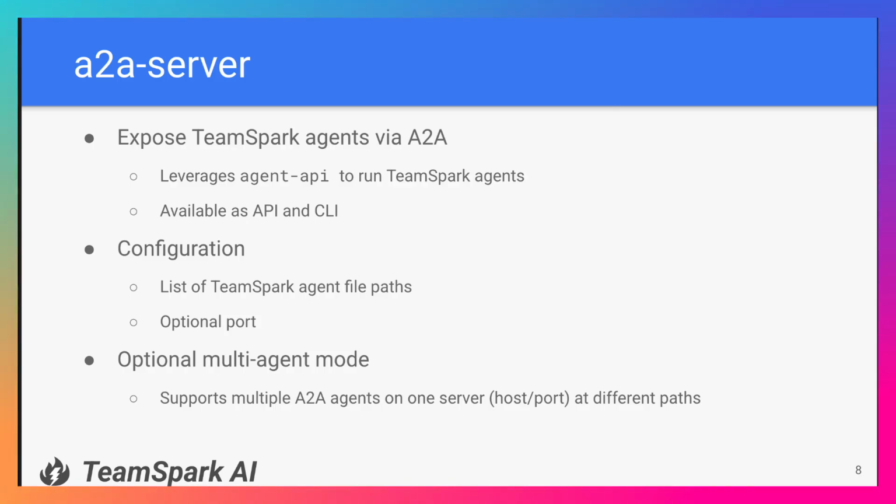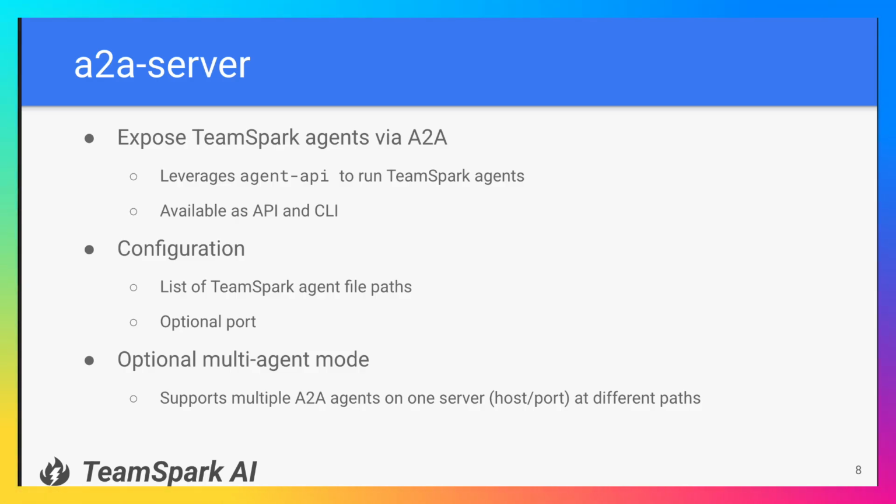And it also supports what we call multi-agent mode. We noticed as we were firing a bunch of these things up that if you have a lot of agents running, the default way that the A2A server SDK works is it fires up an Express app for every one of them. And that seemed a little cumbersome, especially dealing with lifecycle management. So we built a mode, which is if you pass multiple TeamSpark agent file paths, it puts them all on a single Express server at different paths. And then both the API and the CLI, when they start up, express which servers we're serving and the paths that they're at.